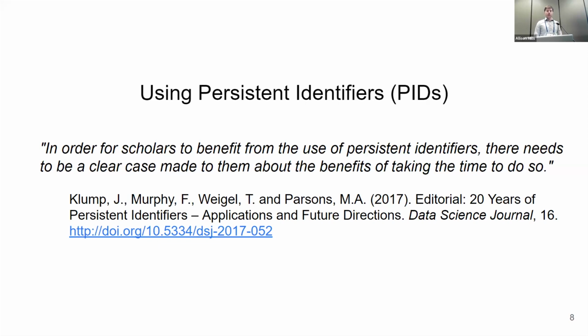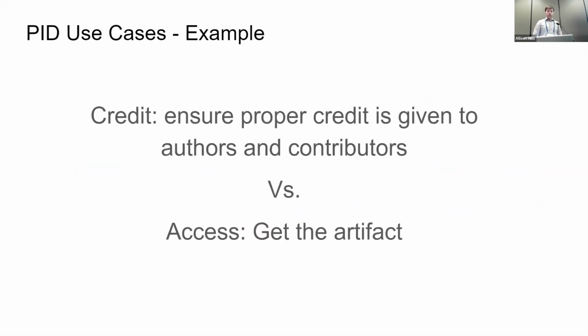We want to hear and get your input on which use cases are most important for this community for why PIDs are being used. What I mean by use cases, this is a very simplistic example, but these are the kinds of things we want to get into discussion. So two use cases that are very common is credit, right? So assigning a DOI, for example, to ensure proper credit is given to authors and contributors of a data set, a software package, or an instrument.